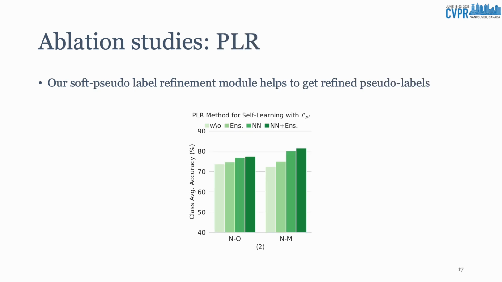In this ablation, we show the effect of including the pseudo-label refinement module on the final average class accuracies for both protocols. We see the best improvement by combining the teacher's average prediction on weak augmentations of the current test image with the nearest neighbor soft voting using online Q.